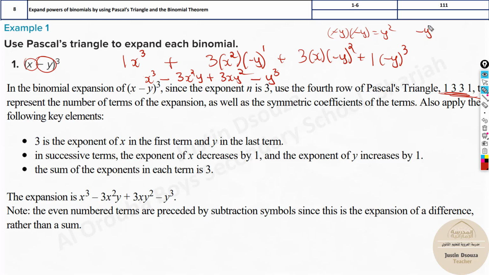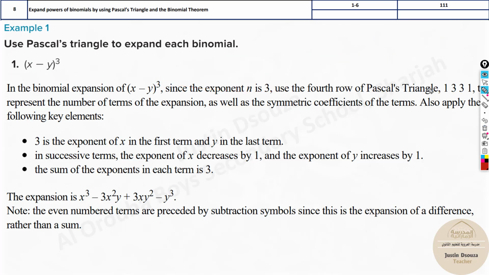Why? Because minus y, the whole cube, is minus y multiplied by minus y multiplied by minus y. When you multiply two minuses, you get plus, so it'll be y squared. Now when you multiply this by minus y, it'll be minus y cube. So whenever it's an odd power, 3, 5, 7, 9 or power 1, the minus will always remain. Only when it is an even power like 2, 4, 6, the negative sign cancels and it will always be positive. This is how to write it in Pascal's triangle if there is a negative.